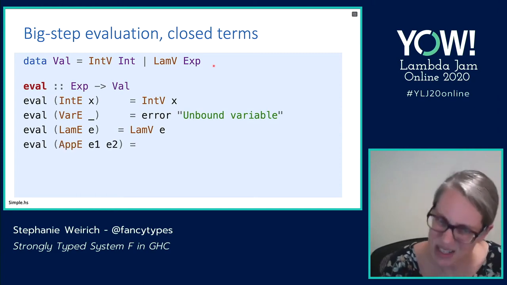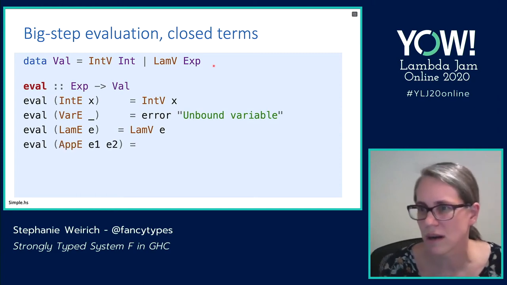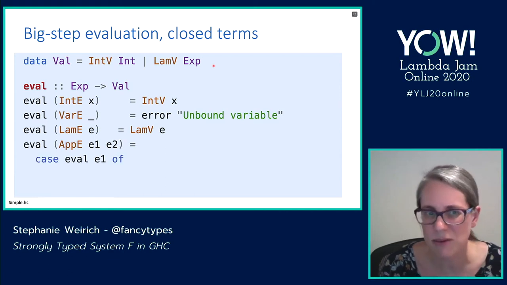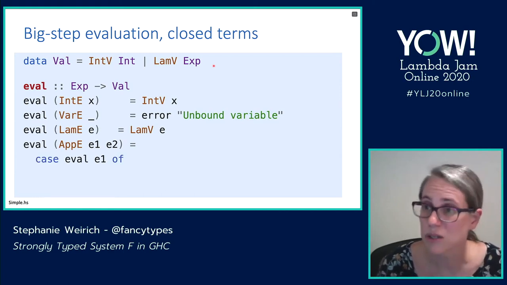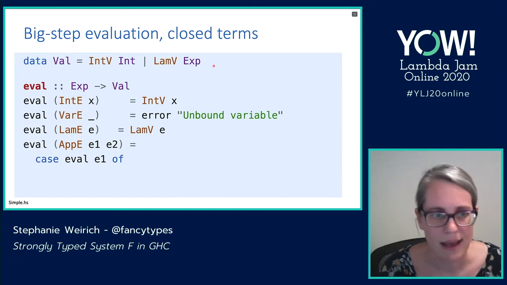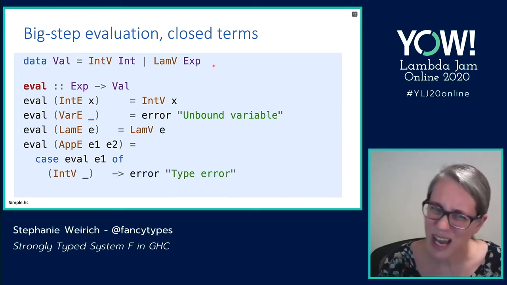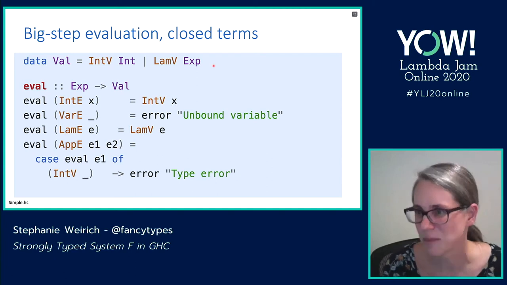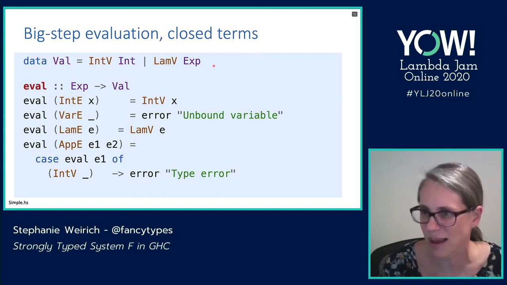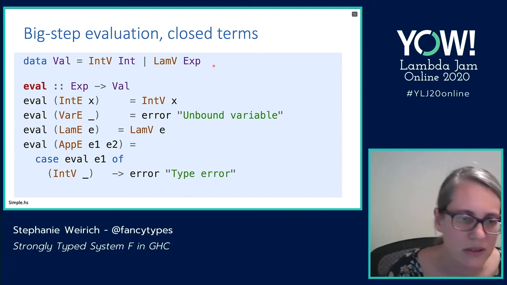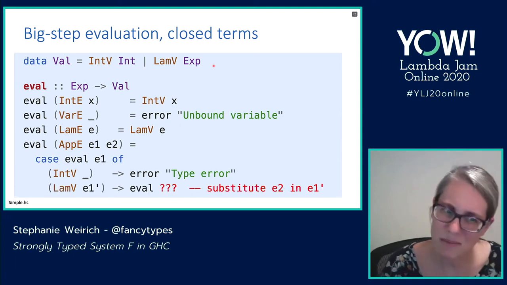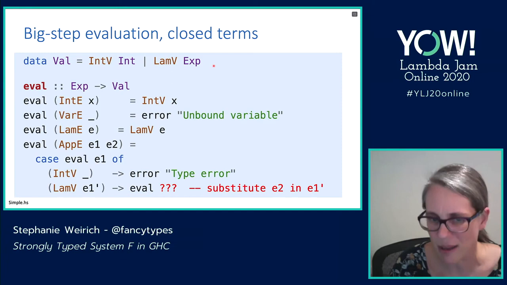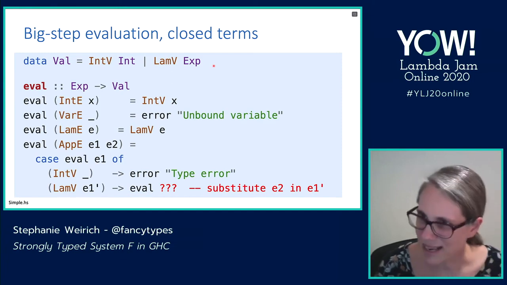If it's an application, I have to do a little bit of work, right? So here, if it's an application, I have to first evaluate the function part of the application. And if that function happens to be an integer, then this is where I'm going to get a type error in my simply typed lambda calculus. You can't apply an integer to something, to an argument. But hopefully, if I get a lambda value, then that's something I can apply.